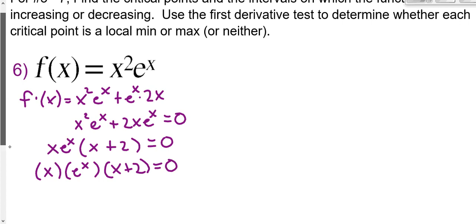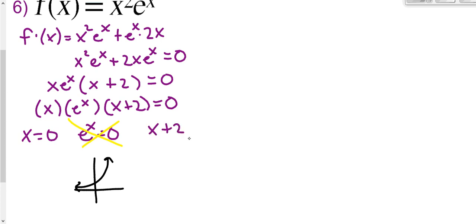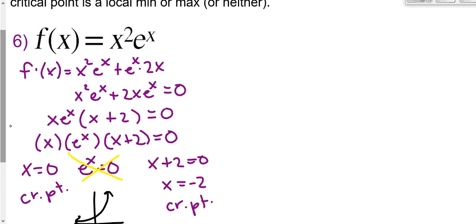So set each factor equal to 0. We have x equals 0, so there's a critical point. We have e to the x equals 0. However, there are no solutions to that, because if you think about what the graph of e to the x looks like, it's always positive, it never equals 0. And then the third one, x plus 2 equals 0, so x equals -2. So we have 2 critical points, 0 and negative 2. So we can go ahead and make our intervals. We have the interval from negative infinity to negative 2, from negative 2 to 0, and from 0 to infinity.